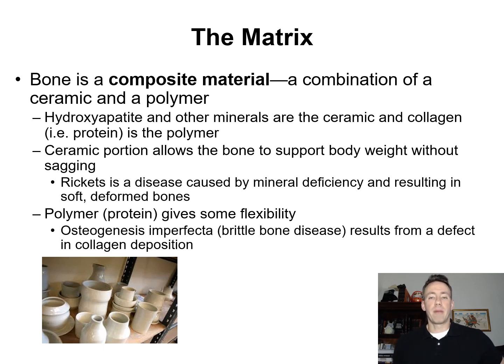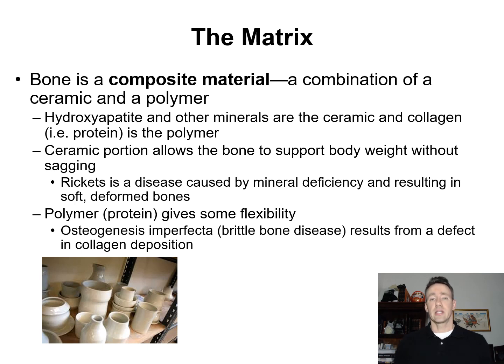Bone is a composite material. Again, now instead of looking at it as sort of organic and inorganic material, like the salts and the polymers, sometimes it's described as sort of a ceramic and a polymer, where the ceramic really represents the inorganic material, the salts, like hydroxyapatite, and the polymer represents the proteins, which gives the flexibility.